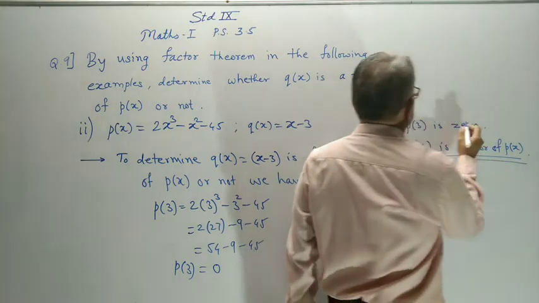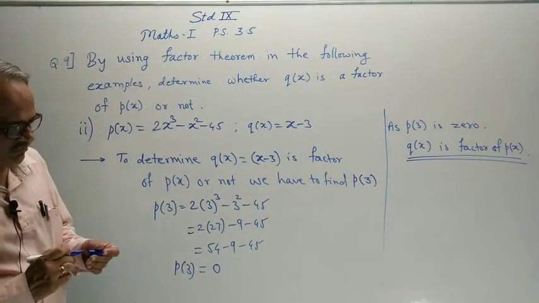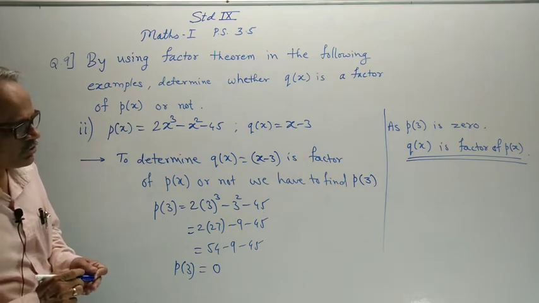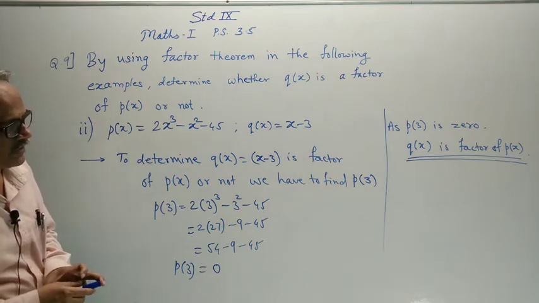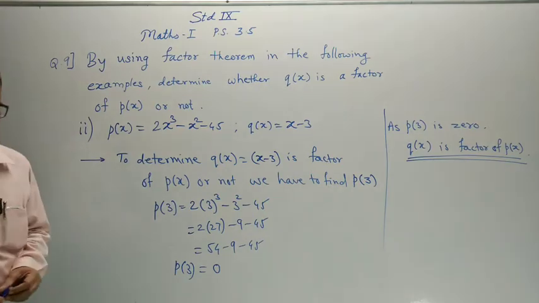As P of 3 is 0, meaning the remainder for x minus 3 is 0. If the remainder is 0, it is a factor. So by the factor theorem, x minus 3 is a factor of P of x. By the factor theorem, the reason may or may not be written.